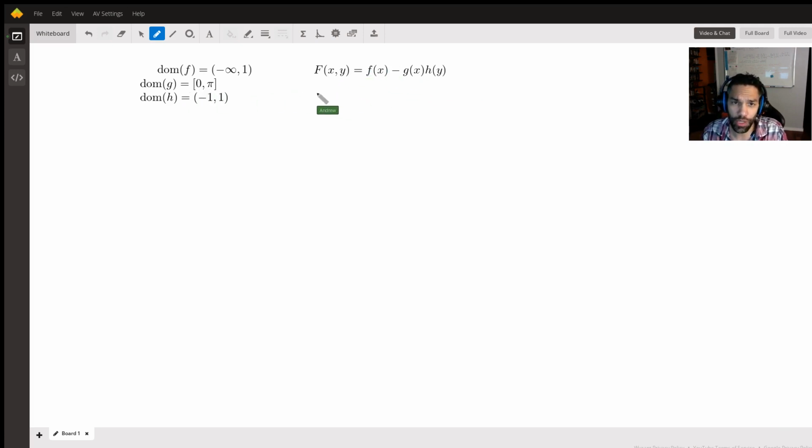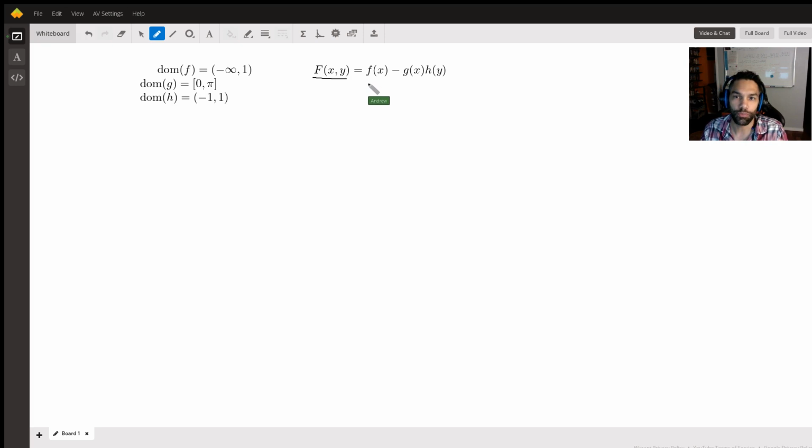So when you're finding the domain of a multivariable function, or really any function, not just this one, what you're asking is for what input values is this function defined, right? So in this particular case, what we'd be asking is when I plug in x and y, what values of x and y will give me a defined value for this capital F of x, y.